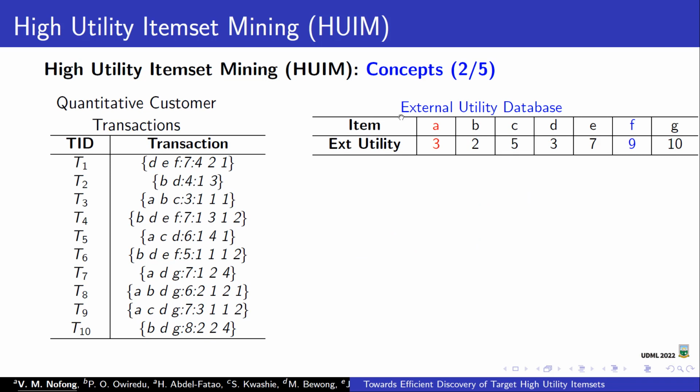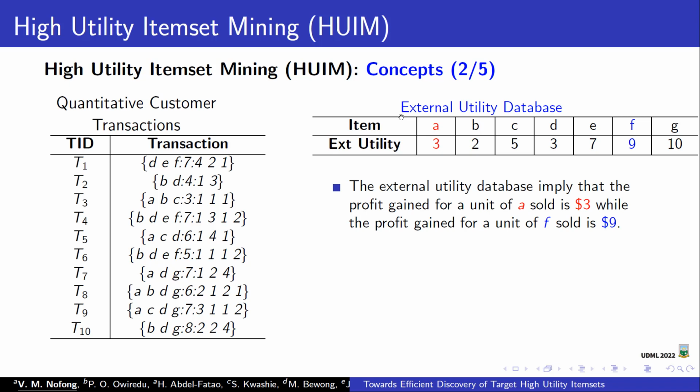The next thing we need to take note of is the external utility database, and this simply depicts the importance that is attached to the items in the quantitative database. So for example, A with 3 simply means that when we sell a unit of A, the profit return is 3, and a unit of F will give us a profit of 9.